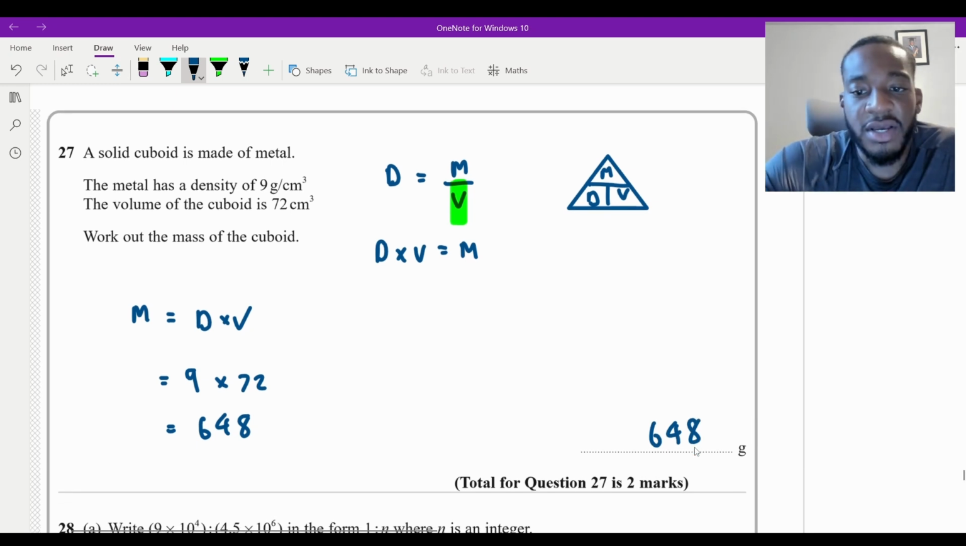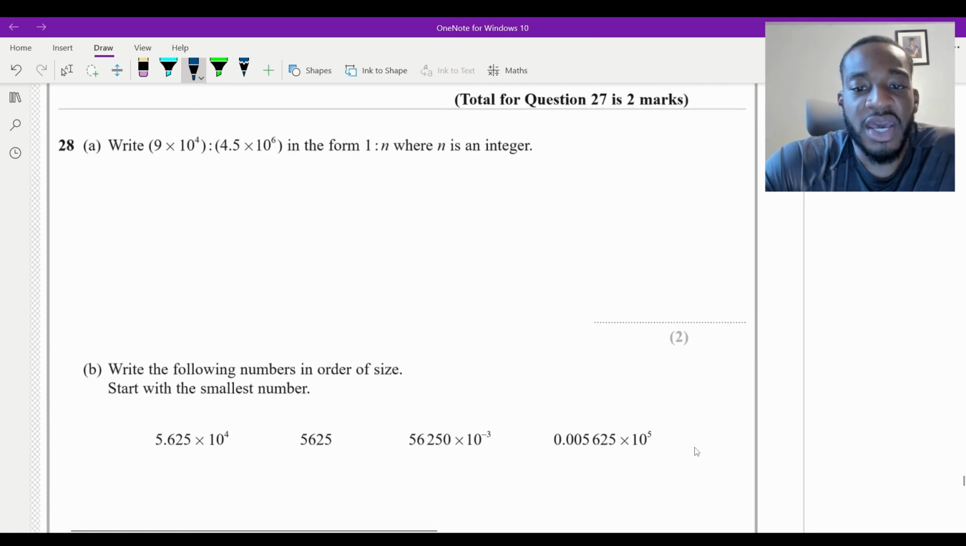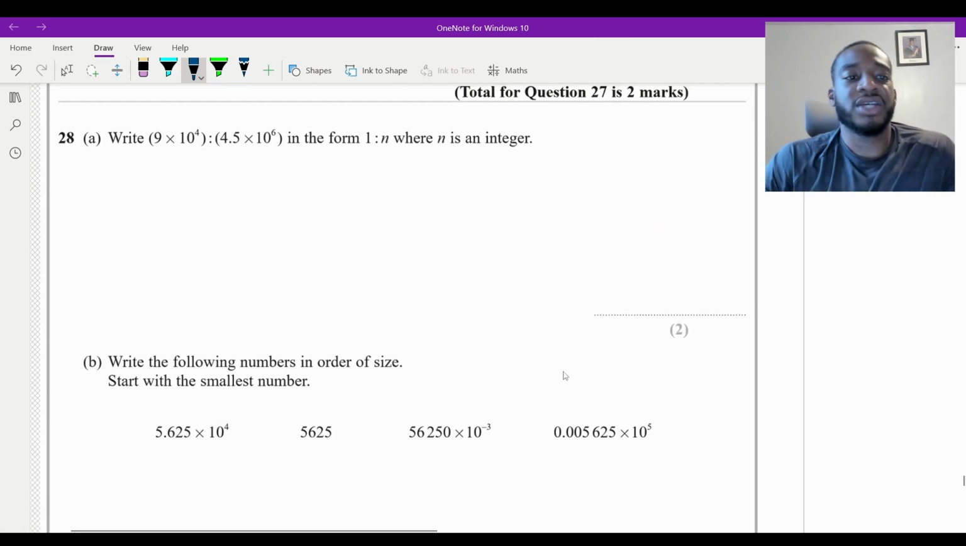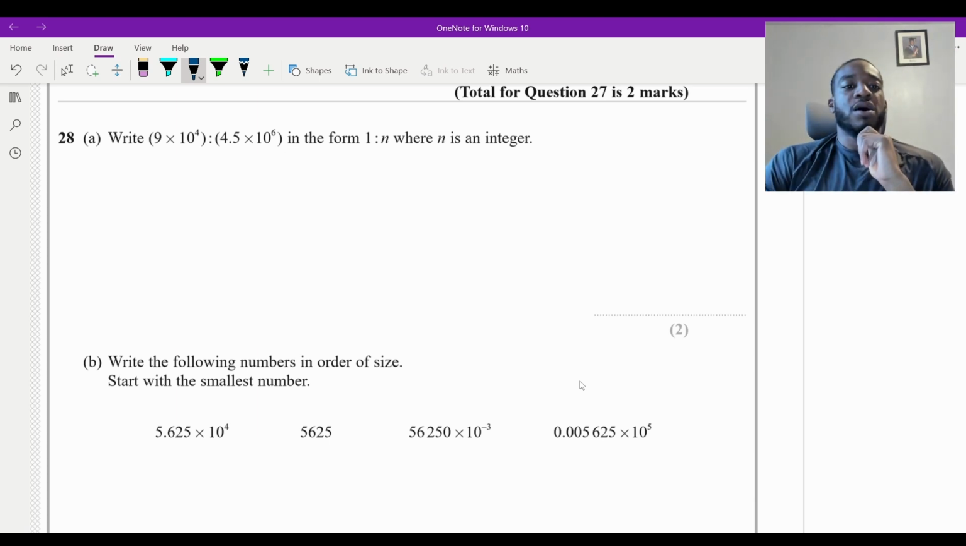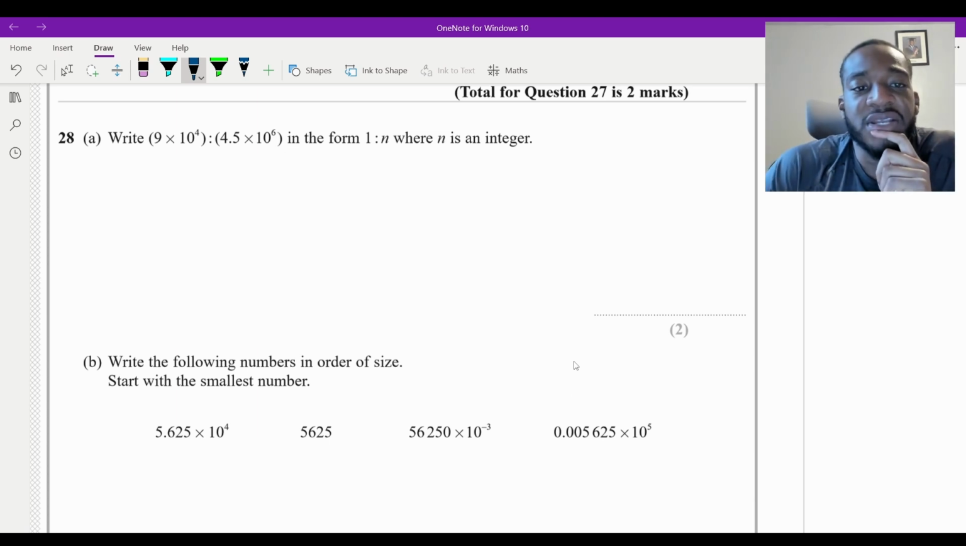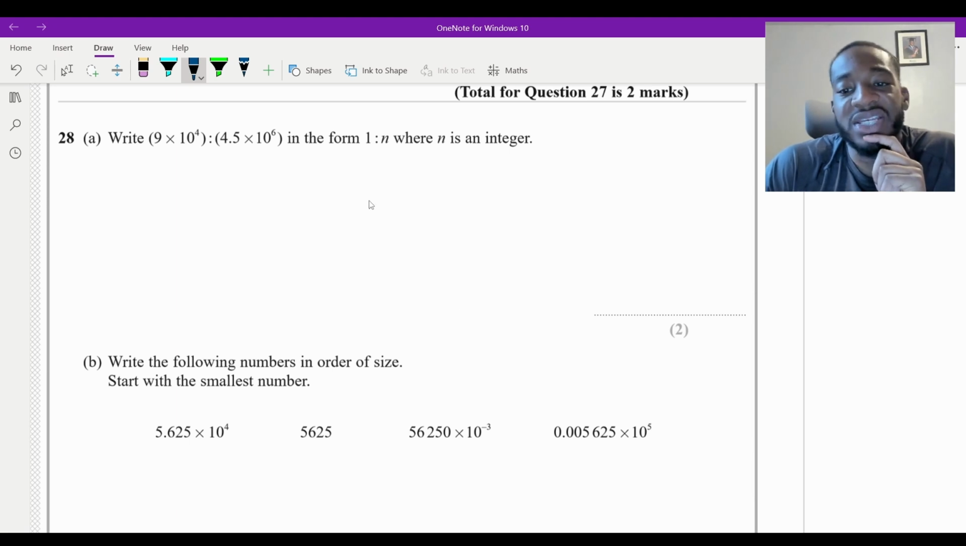And that's it. And that is question 27. Now let's go to question 28, which is the last question, I believe. It says we need to write 9 times 10 to the 4 to 4.5 times 10 to the 6 in the form 1 to n, where n is an integer. Okay, so remember, this is a ratio. So although it's in standard form, it's still a ratio.